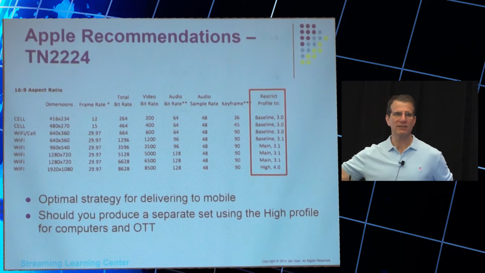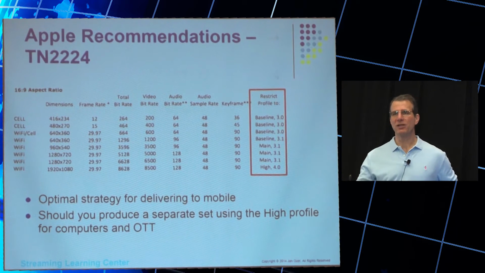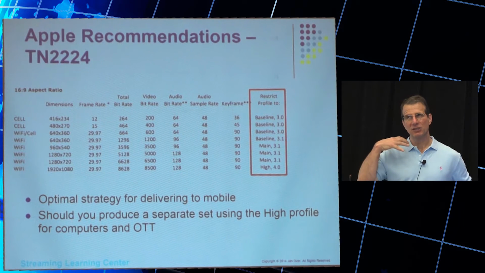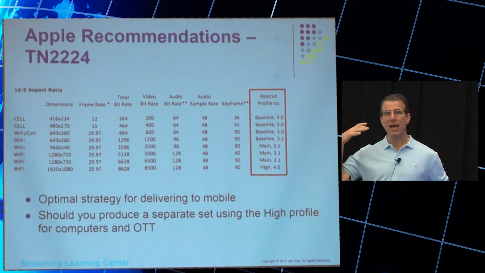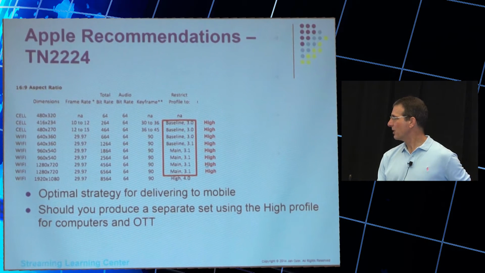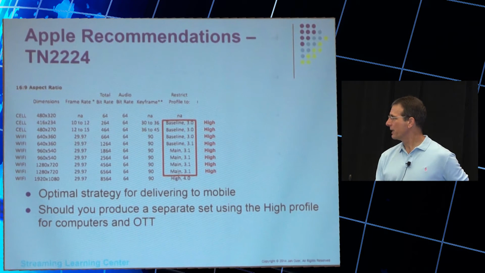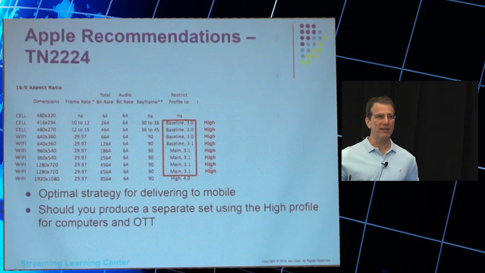Now, if you wanted to produce one set of streams and deliver them to both computers and mobile devices, what questions would this raise in your mind? And your concern there, so do we adhere to the lowest common denominator? And the obvious driver for that is how much quality difference is there between files encoded using the baseline profile, files encoded using the main profile, versus files encoded using the high profile all the way through.